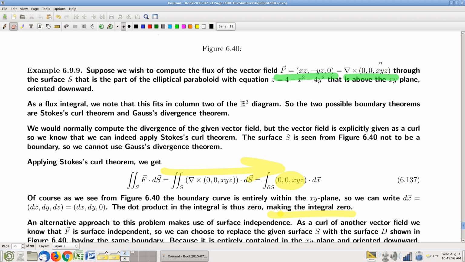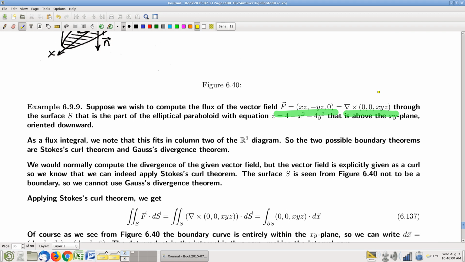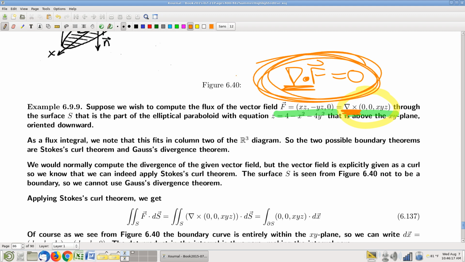But I will also point out another thing that you can get from the fact that this is a curl. Because it's a curl, it follows immediately that the divergence of this vector field is 0. We're taking the divergence of the curl of something, that's definitely 0. This means that we have surface independence.